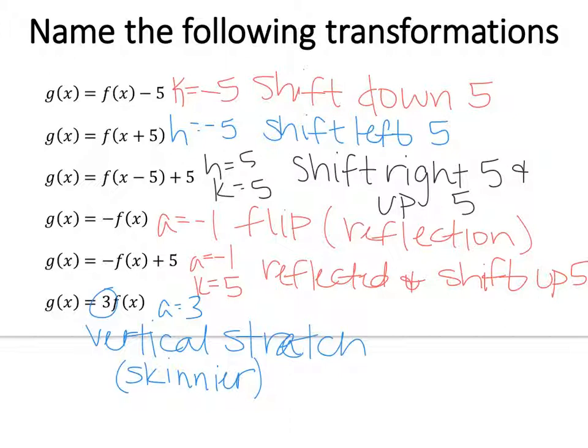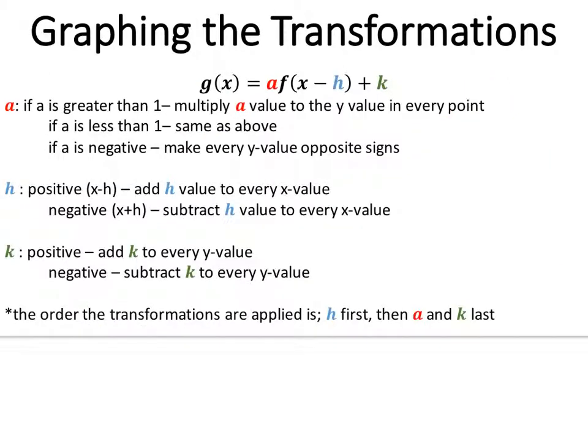So the first part of your notes and homework for next class is going to be being able to name all of your transformations. From here, now we're going to talk about how to actually graph your transformations. We're actually going to do an example in class, so you just need to copy these notes down. These notes tell you what to do to each point for your different a, h, and k values.